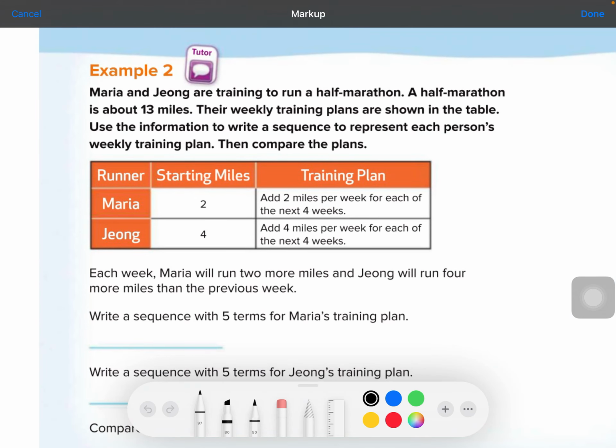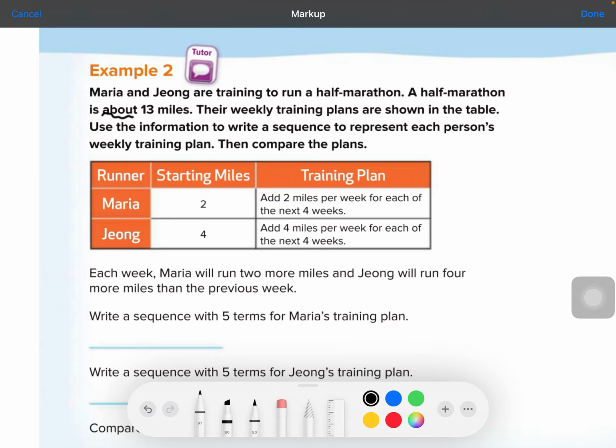Maria and Huang are training to run a half marathon. A half marathon is about 13 miles. It's just slightly over 13 miles if you're getting specific. The weekly training plans are shown in the table. Use the information to write a sequence, just like we did on the previous page, to represent each person's weekly training plan. Then compare the plans.